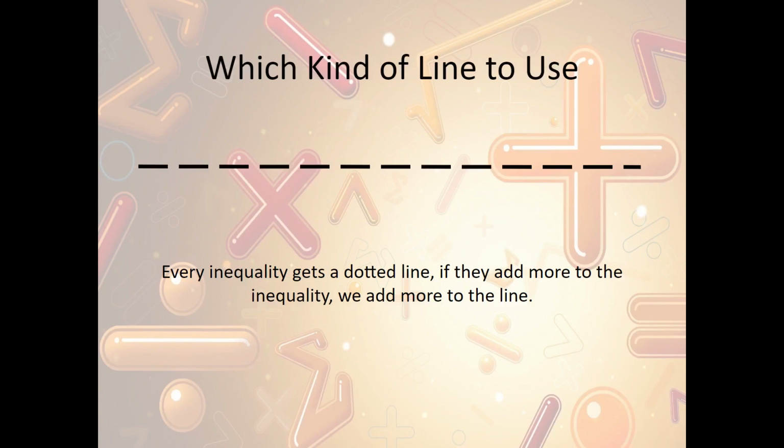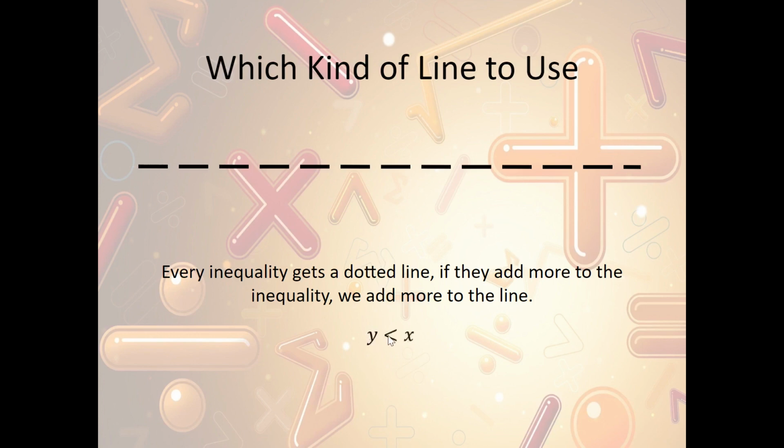Similar to before where we talked about the open circle versus closed circle, same thing here. Every inequality gets a dotted line or an open line. Notice there, it's open because there's little spaces in between. So every inequality gets an open line or a dotted line. If they add more to the inequality, we do too. Meaning if they add the bar underneath, then we're going to add to it and make it a solid line.